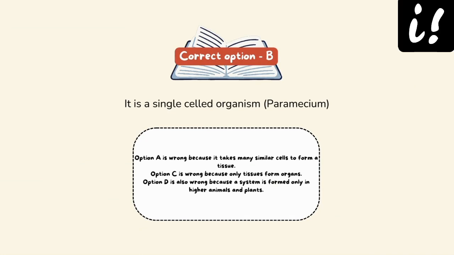Time up. The correct option is B. It is a single-celled organism, paramecium. Option A is wrong because it takes many similar cells to form a tissue. Option C is wrong because only tissue forms organs. And option D is also wrong because a system is formed only in higher animals.